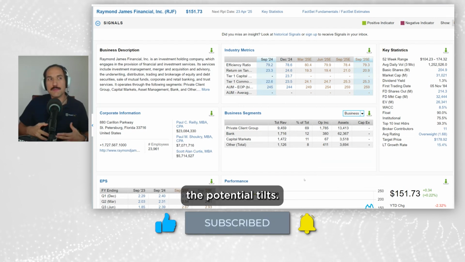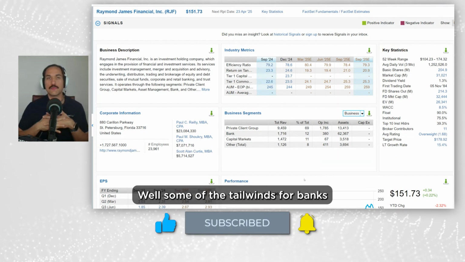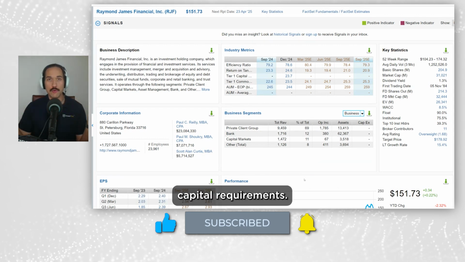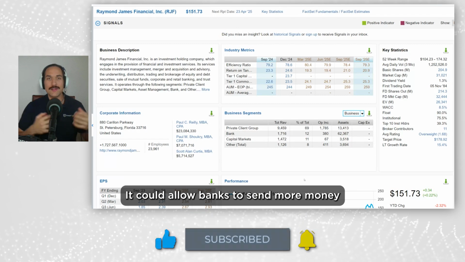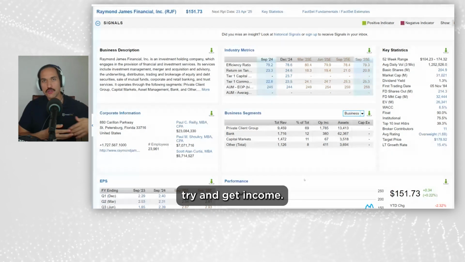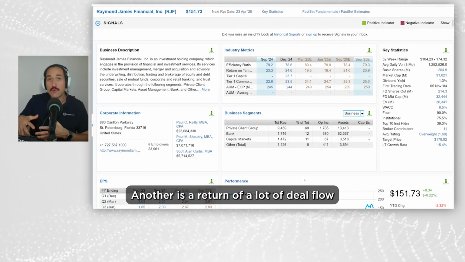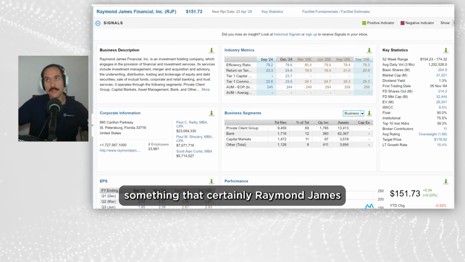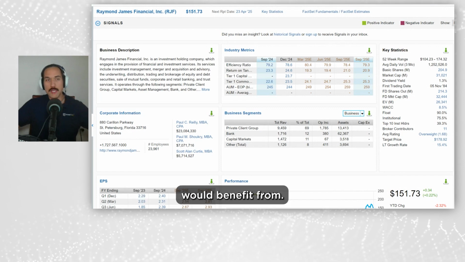And so what are some of the potential tailwinds? Well, some of the tailwinds for banks broadly could be lowered capital requirements. It could allow banks to send more money out there into the market, try and earn interest, try and get income. Another is a return of a lot of deal flow to investment banks, something that certainly Raymond James would benefit from.